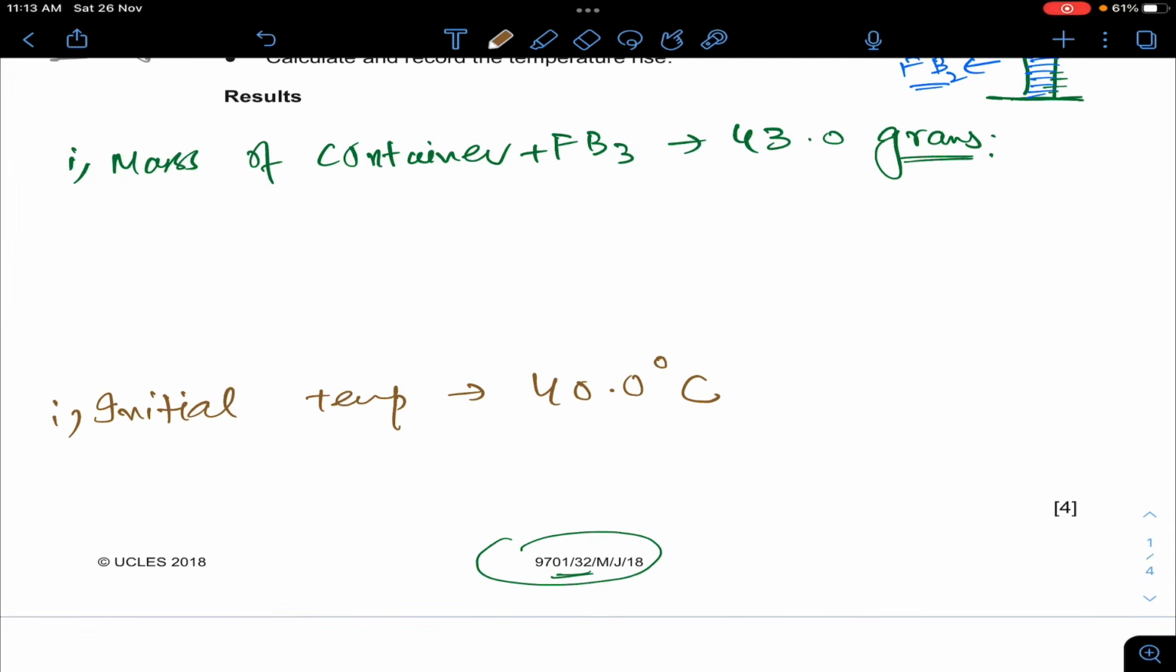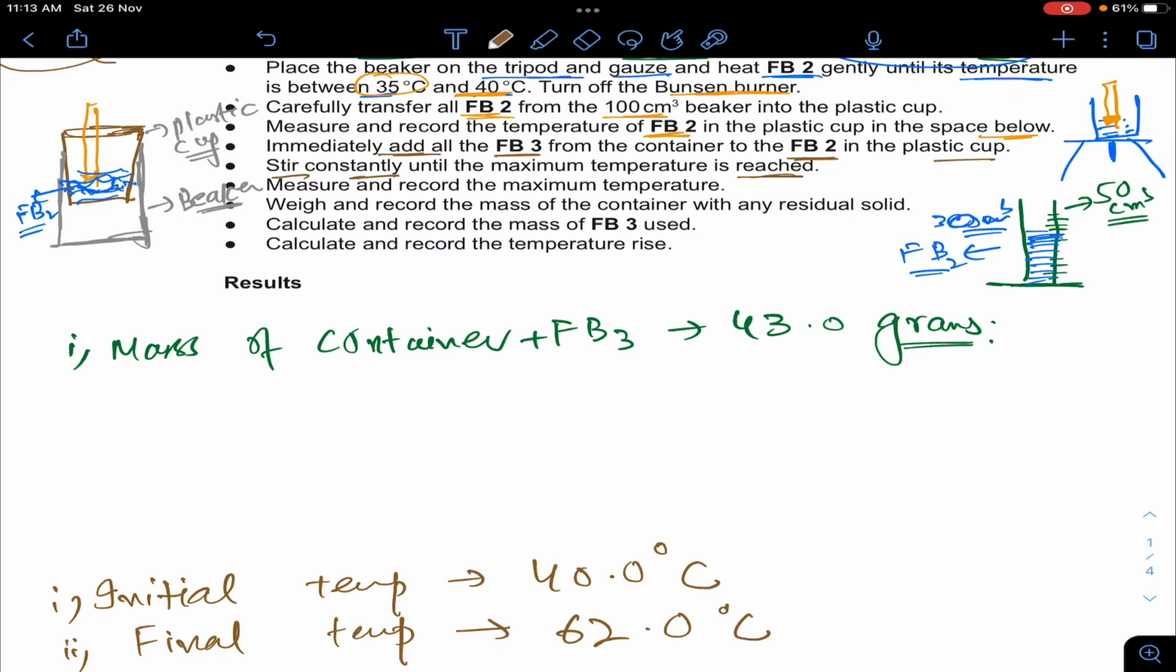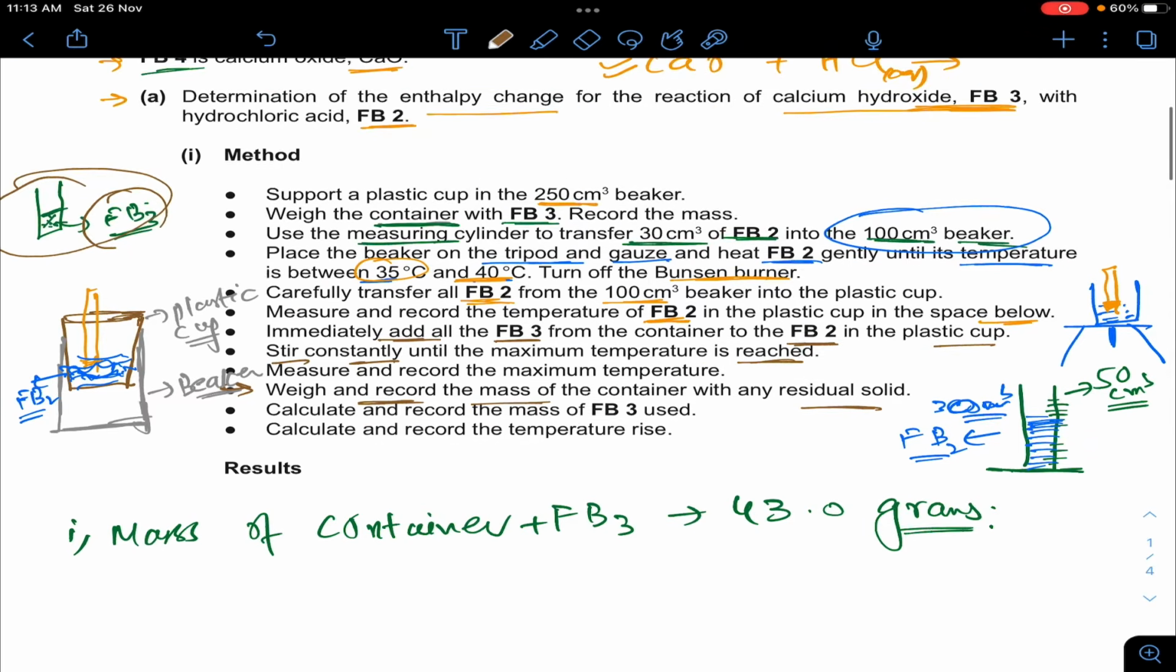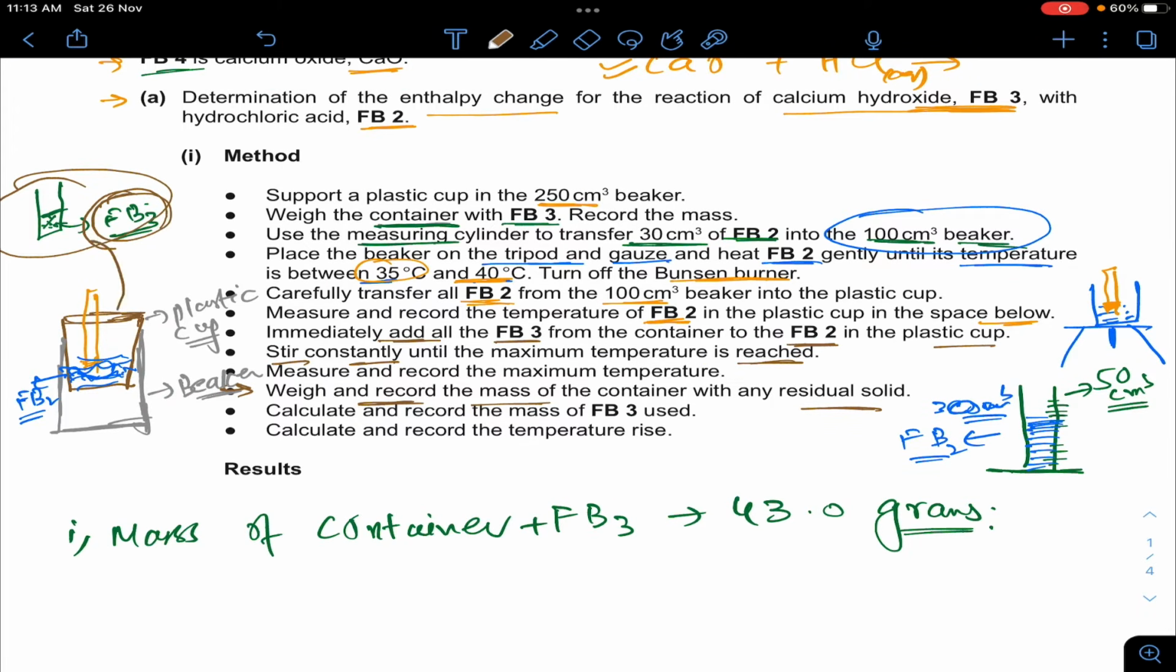So the final temperature, or maximum temperature, is 62.0 degree centigrade. So this is the final temperature. Measure and record the maximum temperature, and weigh and record the mass of the container with any residual solid. Once you have added this FB3 into the plastic cup and noted the temperature, now you'll take the mass of this empty container just to know what amount of FB3 we have added in the plastic cup.